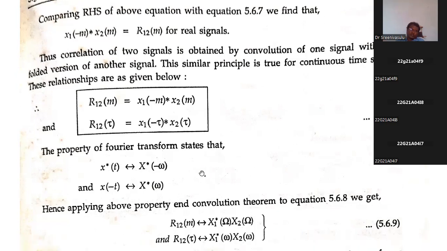Suppose you know that if you apply the Fourier transform of x1 of tau, it is nothing but X of omega. Suppose we apply the Fourier transform of the complex conjugate of x of t, the formula is the complex conjugate of X of minus omega. Suppose we apply the Fourier transform of x of minus t, it is the complex conjugate of X of omega. These symmetry properties we have already seen in the Fourier transform.